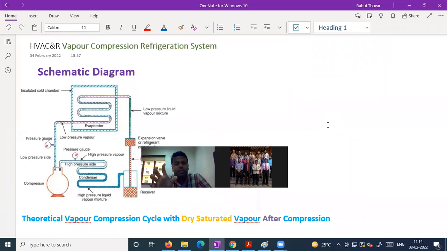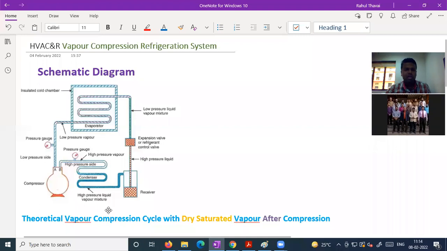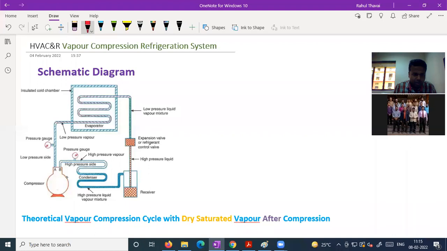Same cycle, but now we will see with different inlet conditions. Let us see the schematic diagram for this particular cycle. This is basically the vapor compression refrigeration system. As you can see on the screen, we initially have the compressor. The cycle will start from the compressor. This point is the inlet to the compressor, and the inlet to the compressor is point number one.